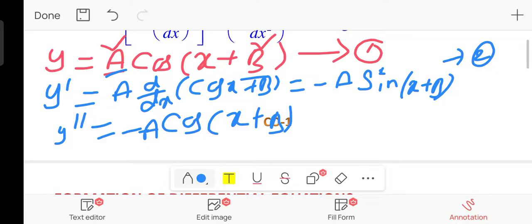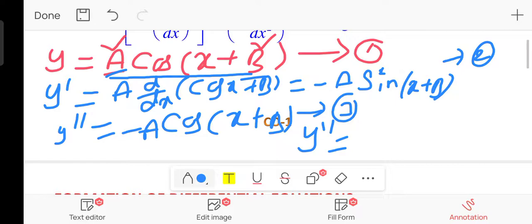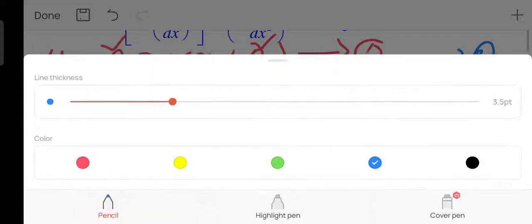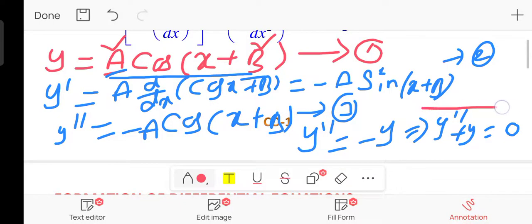Stop the process here. Now going to step number 3, eliminate the arbitrary constants by proper substitution or by simplification. Now if you observe equation 1, a cos of x plus b equals y. In this third equation also we got a cos of x plus b, so in place of a cos of x plus b we can substitute y. So y double dash is equal to minus y. So this implies y double dash plus y equals 0, which is our required differential equation. Okay students, so in this way we form differential equations.